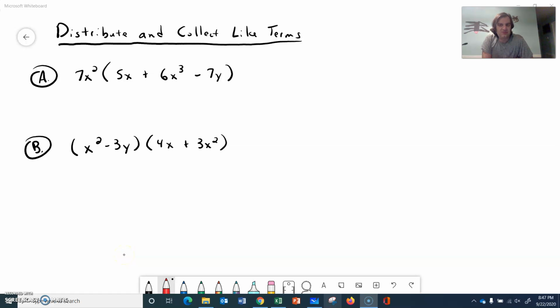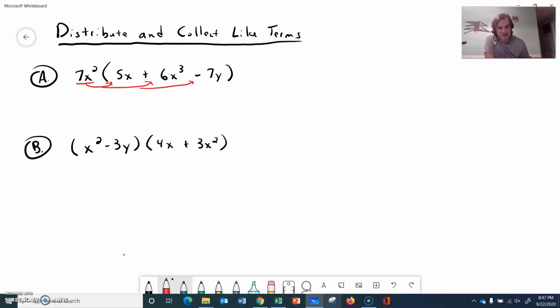Hey, it's Mr. Allred, and we've got some practice problems here where we're going to use the distributive property and collect like terms if needed. So we're trying to get rid of some parentheses here. The first one is 7x squared times the quantity 5x plus 6x cubed minus 7y. What we're going to do is take that 7x squared and multiply it by every term inside the parentheses.